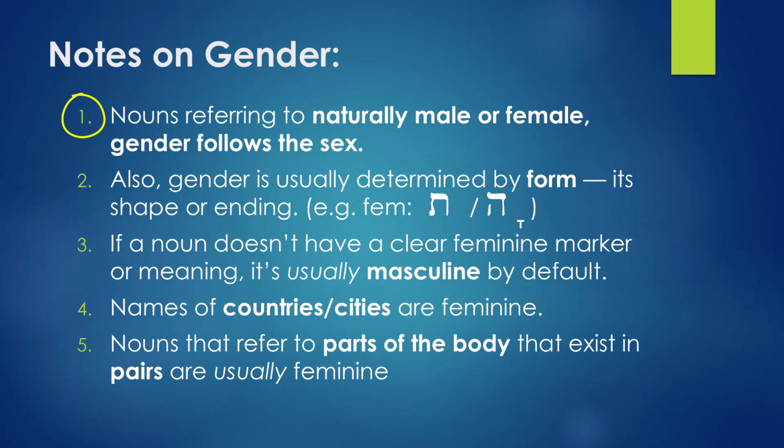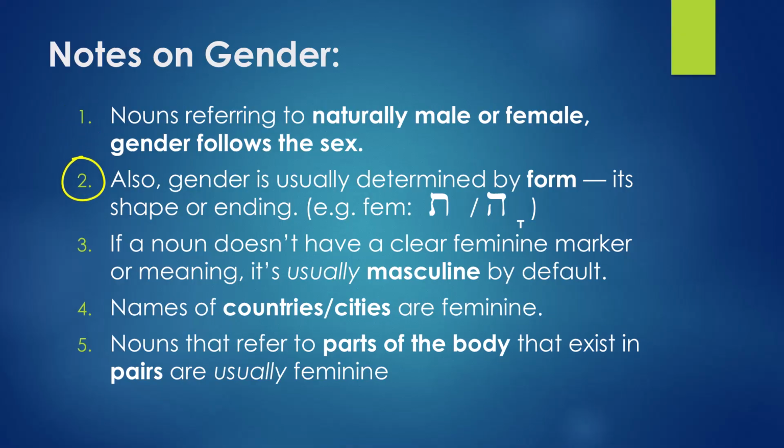Melka. Melka means queen, and the word Melka is going to be feminine. So point number 1 on how to tell the gender of a word is by asking yourself, is this word referring to a naturally male or female? If the answer is yes, then the gender is going to follow the natural sex.